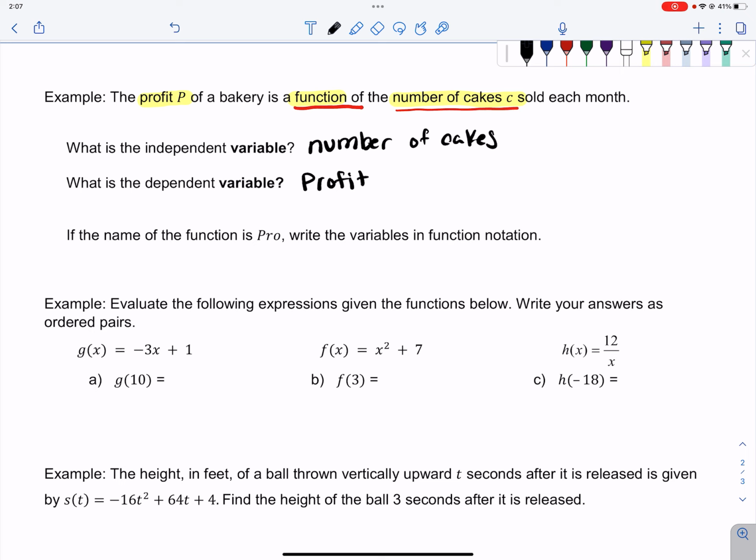And as we think through this, that should make sense: the profit that this bakery makes is going to depend on how many cakes they sell. If they sell more cakes, they're going to make more profit. If they don't sell many cakes, they're not going to have much profit at all.